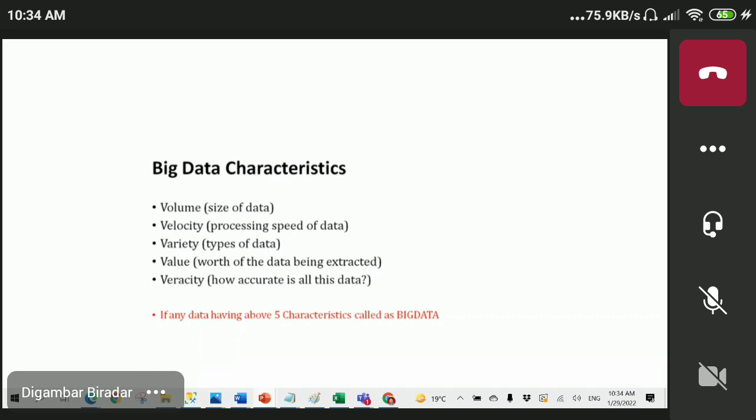And these 5 different characteristics play a major part inside big data. That's why big data is getting popular. And if any data has these 5 characteristics, then that data is called big data.